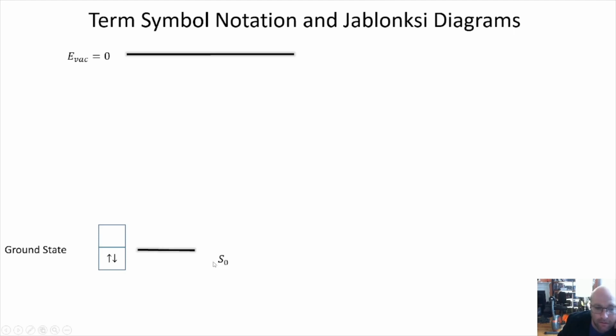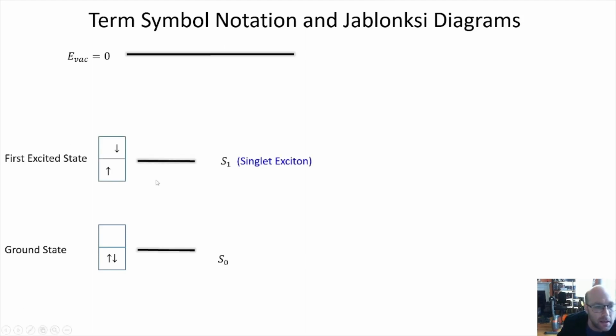All right? And just remark that the S0 state is not an orbital, right? It's a collection of orbitals that we choose to care about in our analysis. So for this, it's just the two, the occupied and the unoccupied. So now when we make an excited state, we take one of the electrons and promote it into the unoccupied orbital. And this is going to be called an S1 term. And we're going to call that a singlet exciton.